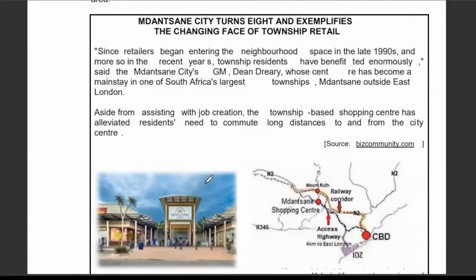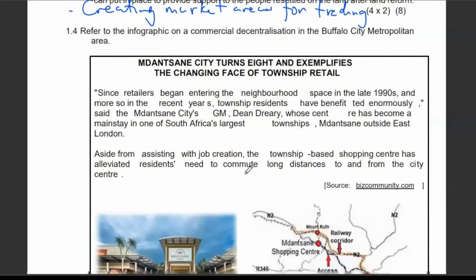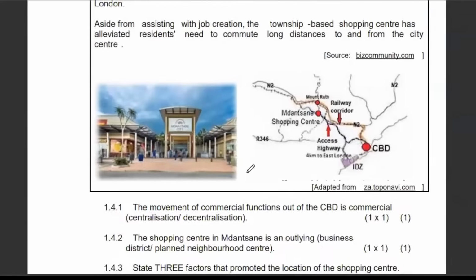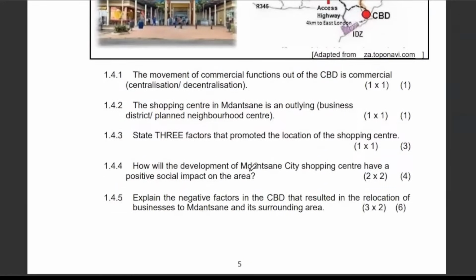Question number 1.4 is based on Mdantsane City, turns 8, and exemplifies the changing face of township retail. We're not going to go through the text, but we'll go through the questions. Number 1.4.1 says, the movement of commercial functions out of the CBD is commercial. The correct response is commercial decentralization.